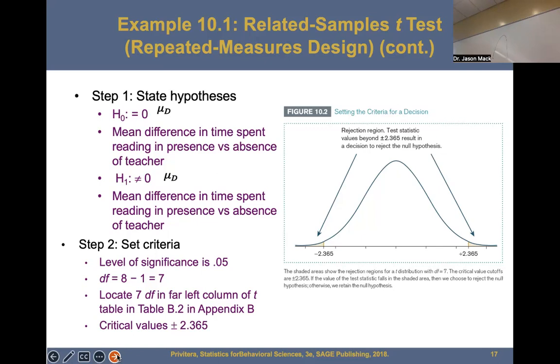Level of significance is 0.05. Degrees of freedom: because there are 8 in our sample, 8 minus 1 is 7. Locate 7 in the far left column of the t table in Appendix B. You should have a critical value of plus or minus 2.365. Maybe we take a moment to locate that, and give me a nod or tell me that you're able to locate it.